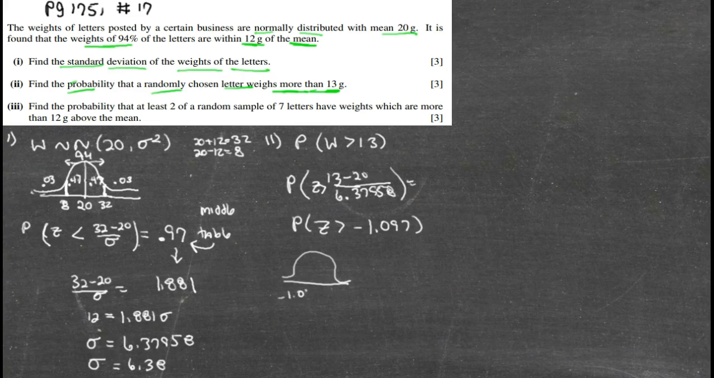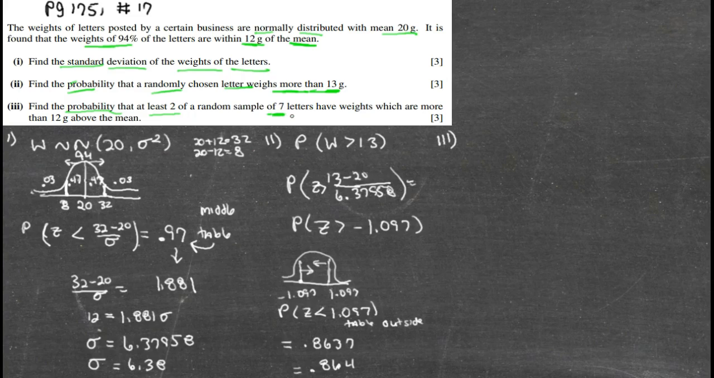negative 1.097. It's on this side, and it's greater than. So I know if I take the positive version of that and go less than, the areas should be the same. So I'm actually going to do the probability of z being less than 1.097. That's going to be equal to the same probability as the one they asked for. And I go to the table, and now I'm looking on the outsides because I'm not given a probability. I'm looking for a probability, and I find it's 0.864.